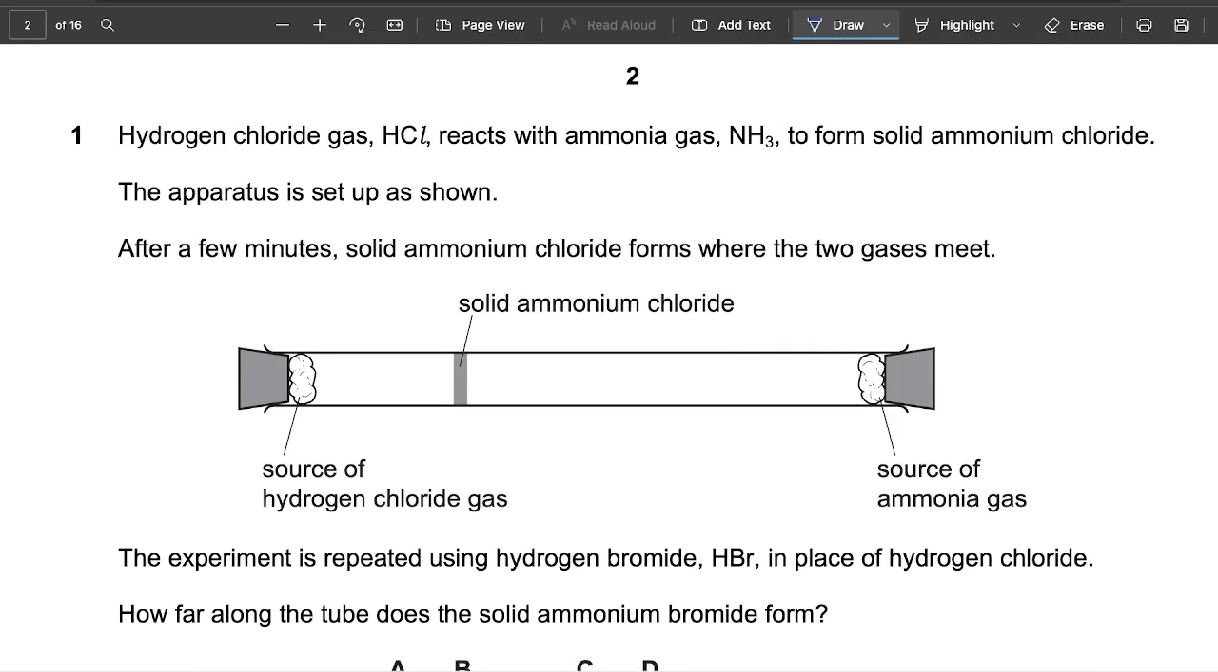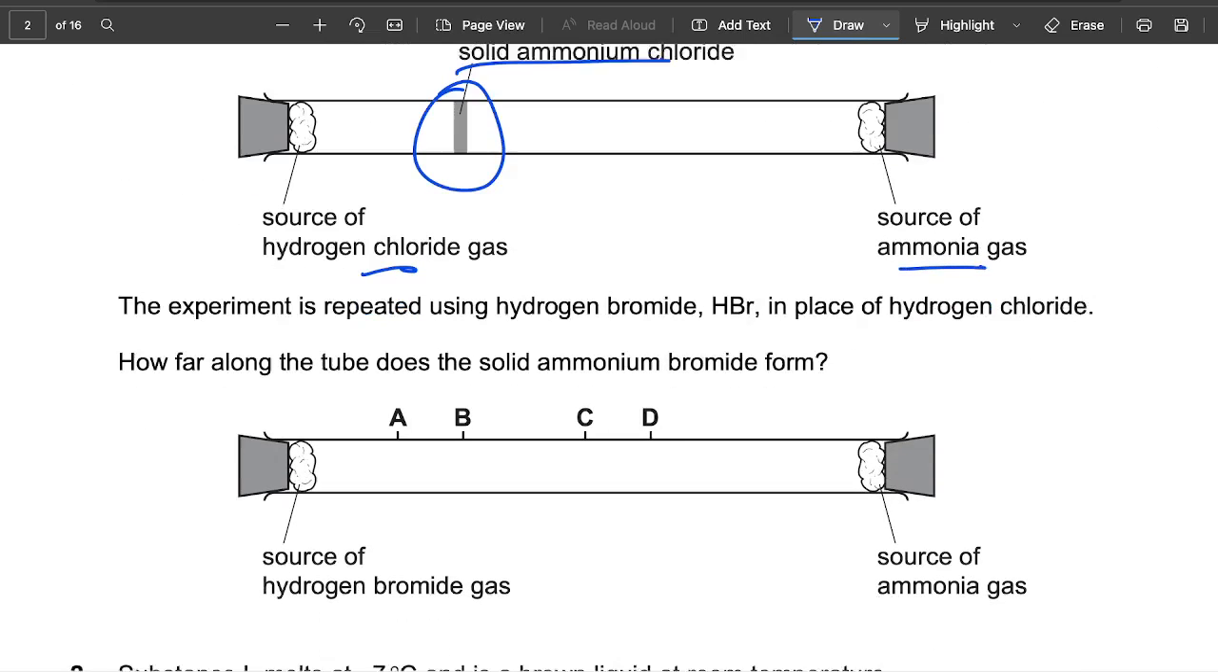The first question seems like it's always usually on diffusion or sometimes just simple experiments involving the apparatus and so on and so forth. But here we have a famous experiment which is testing on diffusion, which involves hydrochloric acid, HCl gas, and we have ammonia gas, and they are kept into this following apparatus on two ends with a bung on each side, and then there's a solid that's formed right here.